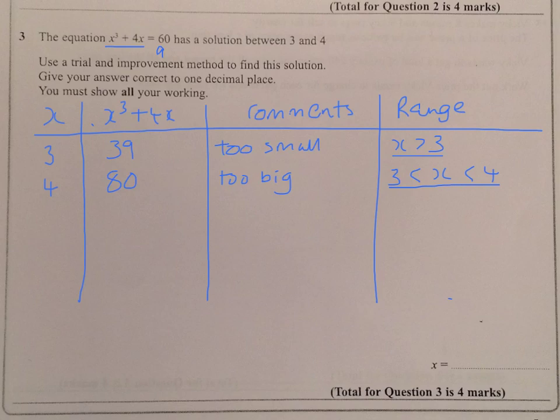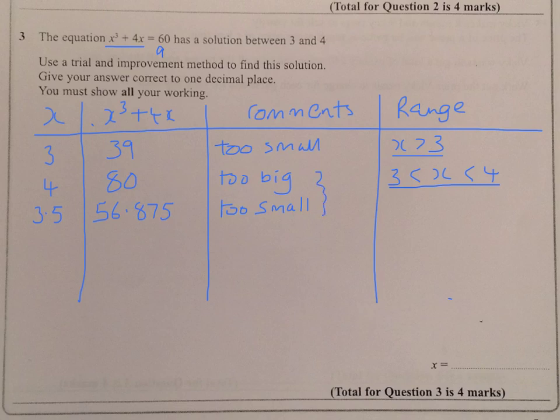So let's try another value between 3 and 4, let's try 3.5. And 3.5 cubed plus 4 lots of 3.5 gives 56.875. That's still too small, and so we now know that if we have a value of 3.5 it was too small, 4 it was too big.